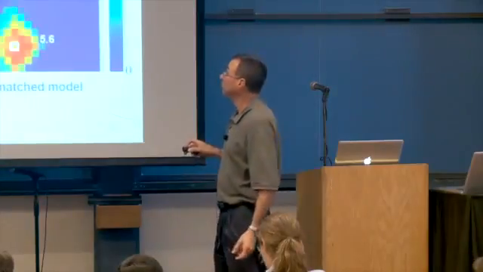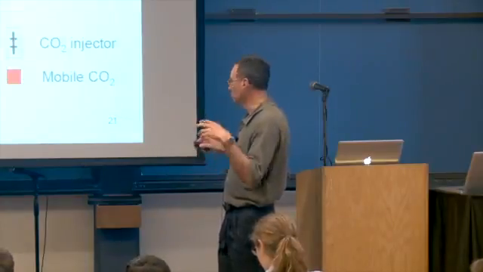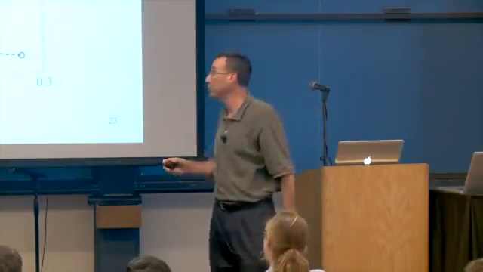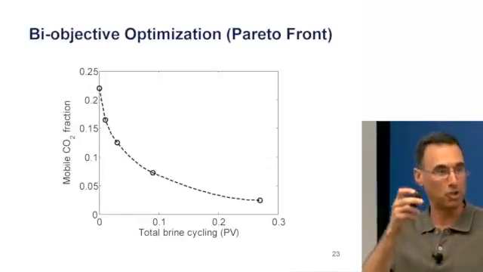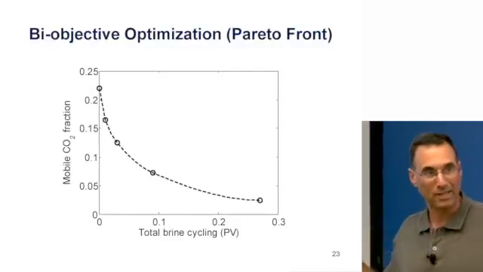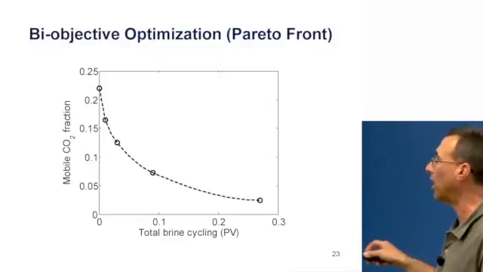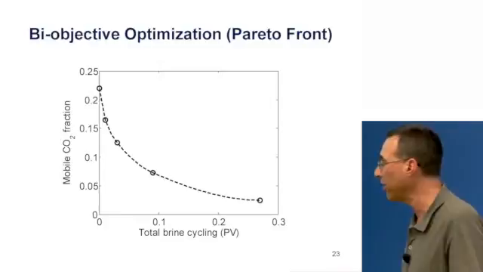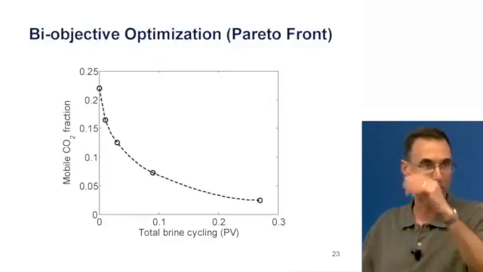Well, yeah, good question. The way I sometimes view this, I skipped this one, but now you've given me a good excuse to come back to it. This is essentially what's sometimes called a Pareto front in a bi-objective optimization problem. You can think of it as the optimal trade-off between risk and cost. Risk is the mobile CO2 fraction you're comfortable living with, and cost is how much of this brine you want to cycle, measured in pore volumes.